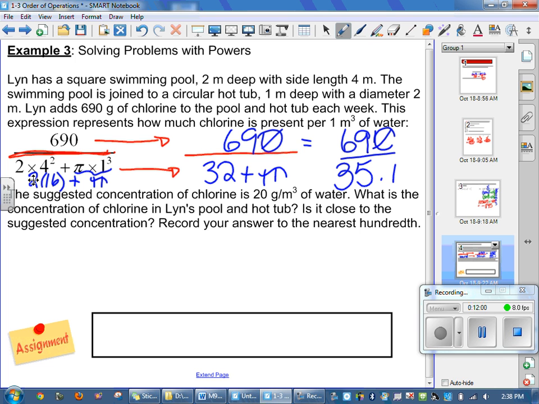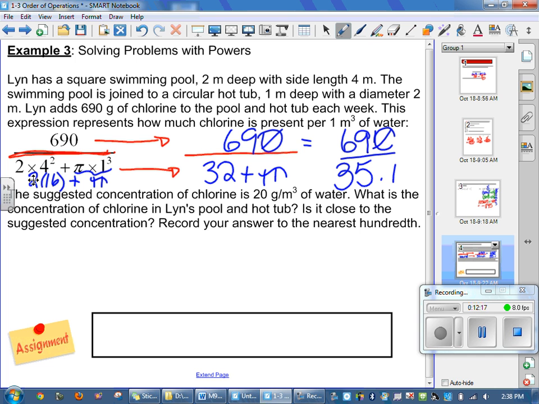Hands up. Okay. Who's got it? Cassie, what'd you get? 19. Good. We get 19.6.